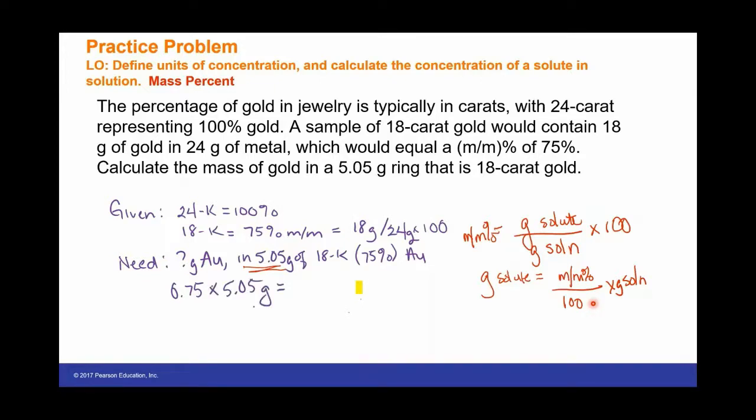0.75 times 5.05 grams equals 3.78, or 3.8 grams of gold. So we know that it's 75%. What do we have here? The 0.75 is the mass percent divided by 100, so 75 divided by 100 is 0.75. And this 5.05 grams is the mass of the solution. So the ring itself is the solid solution, and the total mass is 5.05.